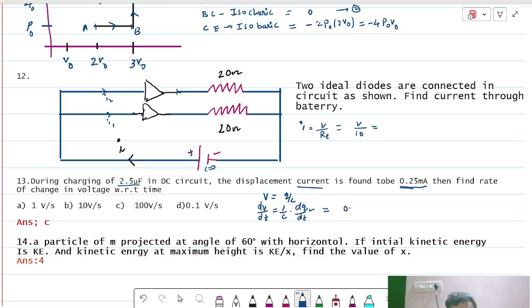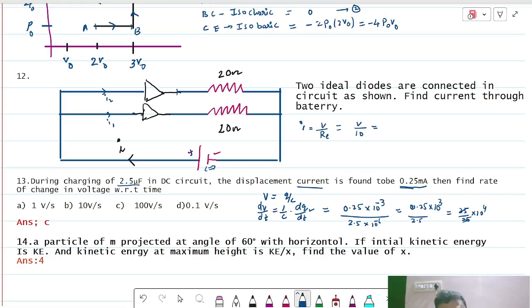Therefore dQ by dt is equal to 0.25 into milli, that is 10 power minus 3 amperes, by 2.5 into 10 power minus 6. This will become 10 power plus 6 here. Therefore 0.25 into 10 cube by 2.5. So this is equal to 25 into 10 power 4, so 1 into 10 power 4. Here it is not given, I think they are asking microfarad, correct only.